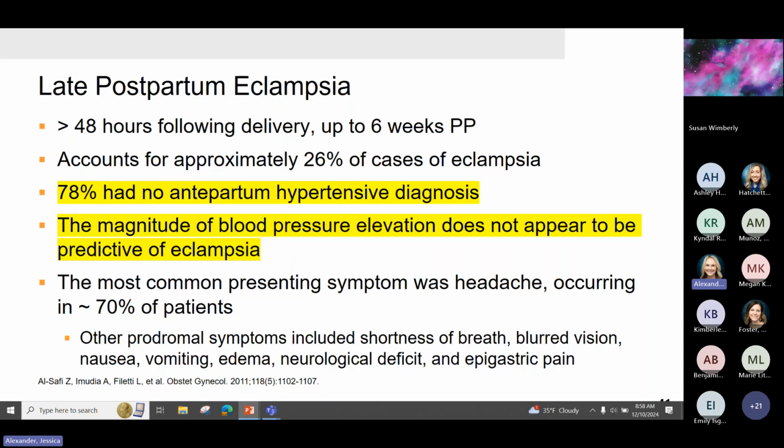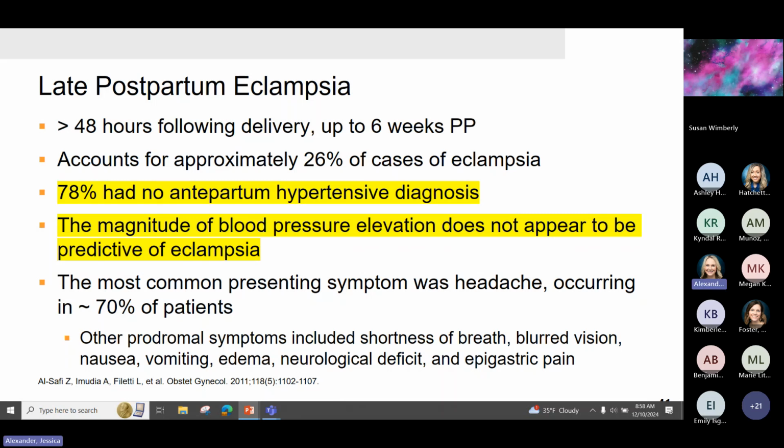It actually accounts for 26% of cases with eclampsia. 78% had no antepartum hypertensive diagnosis. Let me repeat that. 78% had no antepartum hypertensive diagnosis. That's a pretty substantial number. And the magnitude of blood pressure elevation does not appear to be predictive of eclampsia. These are two really important facts as far as the risk of eclampsia postpartum.